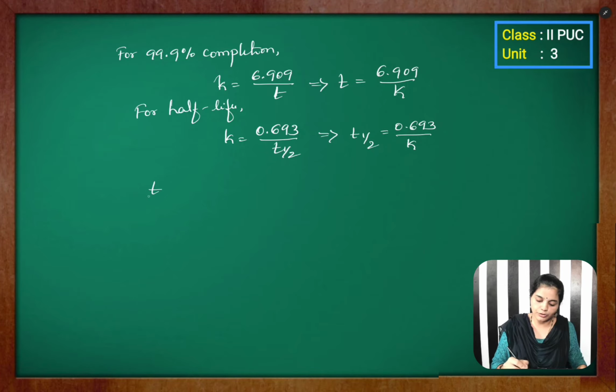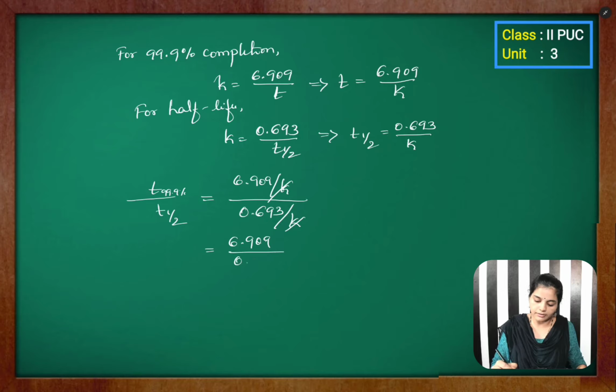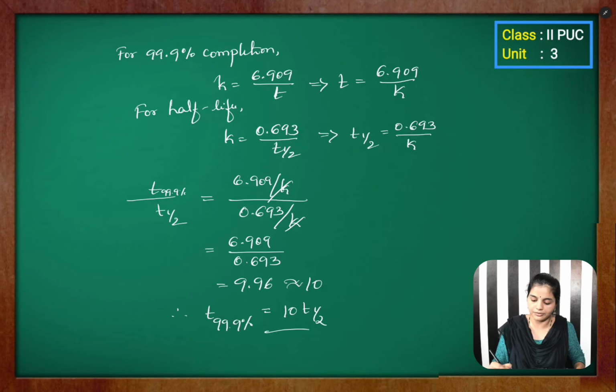Now let us take the ratio of these two times, that is the time required for 99.9% completion as well as T half. That's equal to 6.909 divided by K, divided by 0.693 divided by K. K and K get cancelled with one another. We have 6.909 divided by 0.693, that's equal to 9.96, approximately equal to 10. So therefore we have T 99.9% is equal to 10 times that of T half.